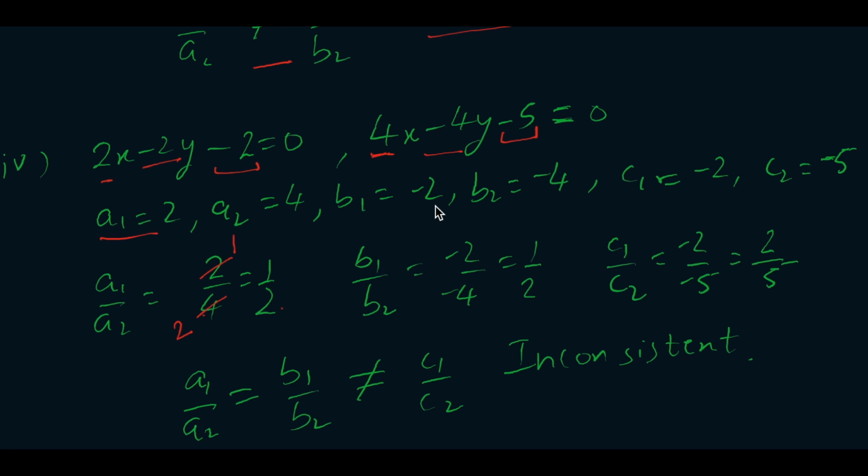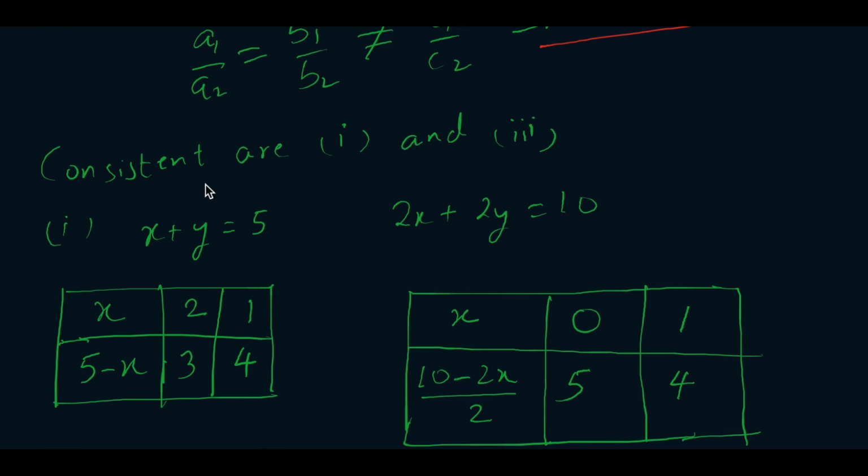Now b1 by b2 is minus 2 by minus 4. This minus will cancel out, so it is 2 by 4. Now 2 times 1 gives us 2, 2 times 2 gives us 4. So it is 1 by 2. Now c1 by c2 is minus 2 over minus 5. This minus can get cancelled, so it is 2 by 5. So a1 by a2 is equal to b1 by b2, which is half, but it is not equal to c1 by c2. So those are inconsistent. So the consistent ones are questions 1 and 3. Now we will plot questions 1 and 3. So let us do our first question.